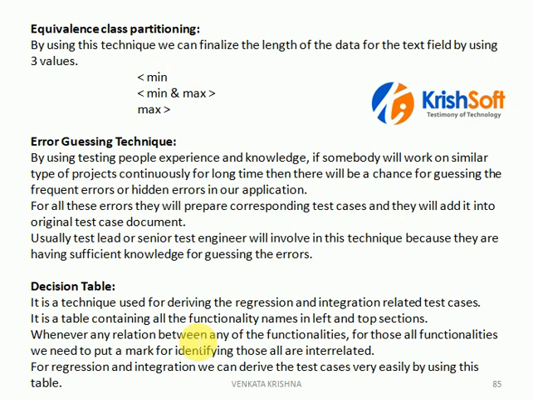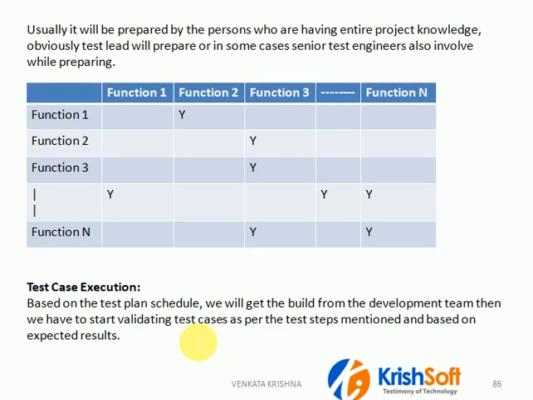Well, the last technique is the decision table. It is used for deriving regression and integration test cases. The main advantage of the decision table is that it is used for deriving regression and integration test cases.